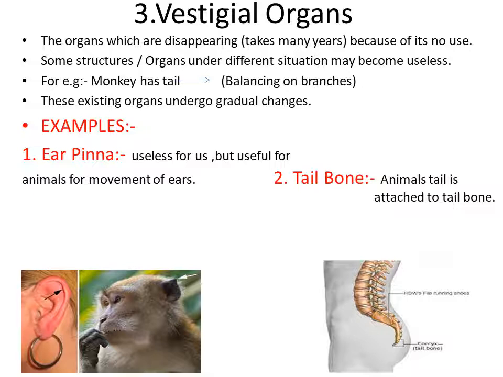First one is ear pinna. You all can observe human ear pinna and monkey's ear pinna. It is useless for humans, but it is useful for animals for the movements of their ears. Second example is of tailbone. Here you all can see the structure in which tailbone is shown. The animal's tail is attached to the tailbone. So comparatively it is useless for humans and it is useful for the animals.